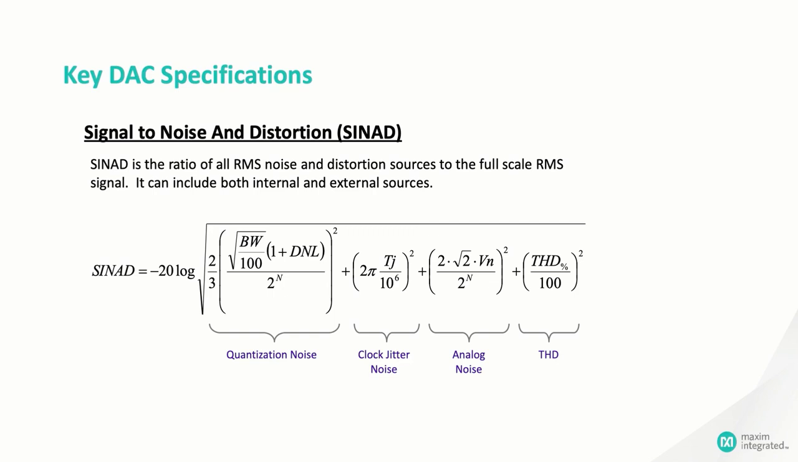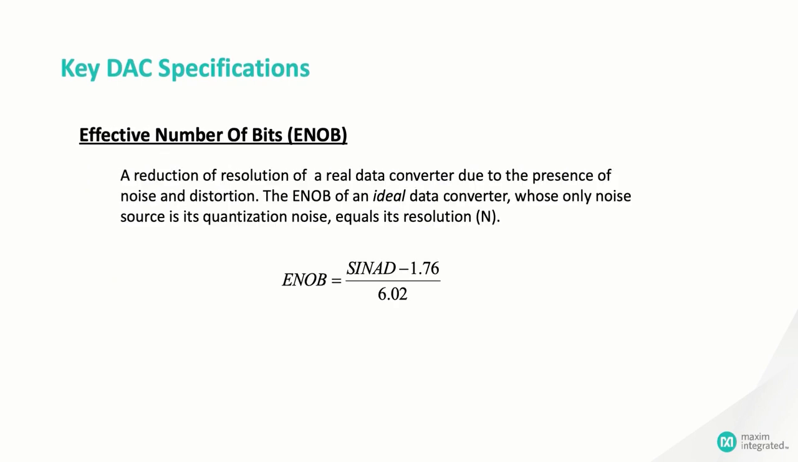Just subtract 1.76 from the SINAD and then divide by 6.02, and the result is the effective resolution, given in bits. Now, note that the ENOB will always be less than the actual number of bits of resolution, since one of the components of SINAD is the quantization noise. The bottom line is that when considering the accuracy of a DAC, you have to take into account all of the potential sources of distortion and noise.